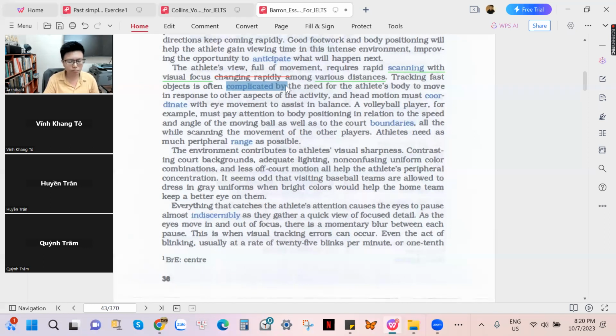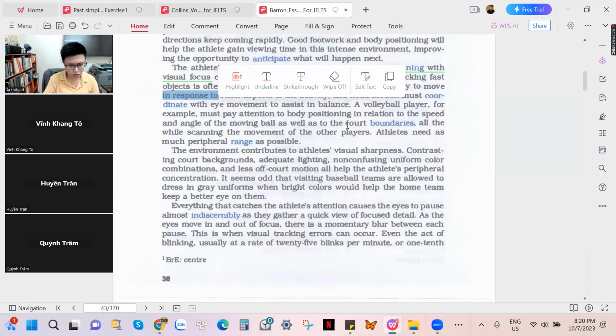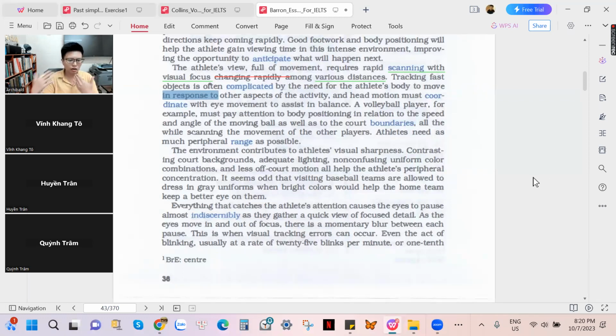Here, the word complicated by. To be complicated by what? Is often complicated by the need to do what? The need for the athlete's body to move, okay? In response to means reaction to something. Why does the athlete's body need to move? He moves in response to what? All right. Phản xạ lại, in response to.